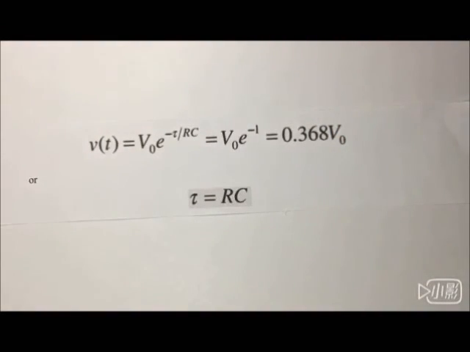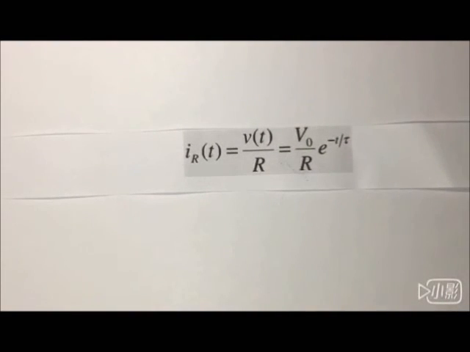Which means that t is equal to tau. V(t) is equal to V0 exponential negative tau over RC, which also equals V0 exponential to the power of negative 1, and we get the value 0.368 V0. Tau is equal to RC. The current is given by i(t) equal to V(t) over R, which also equals V0 over R exponential to the power of negative t over tau.